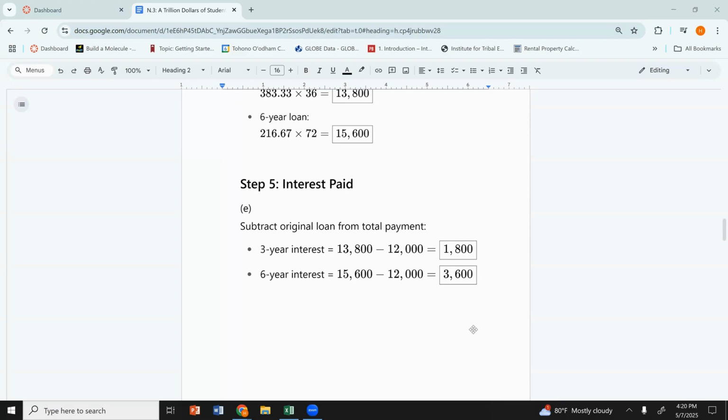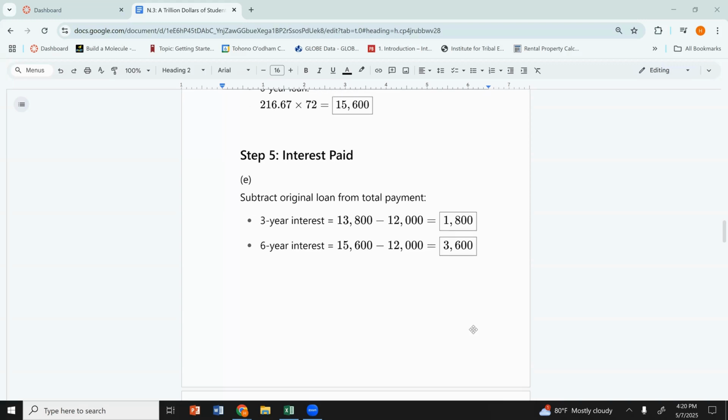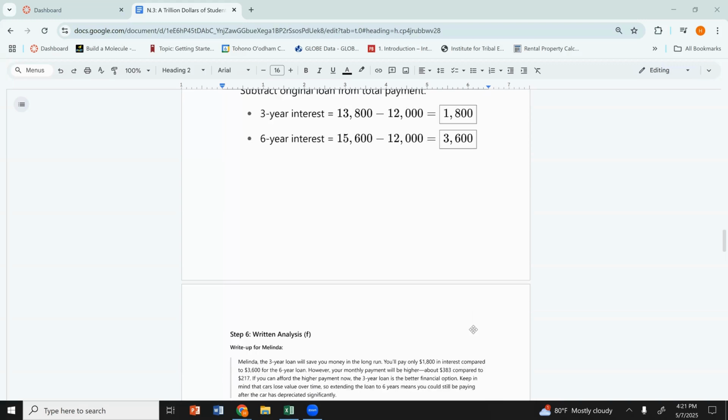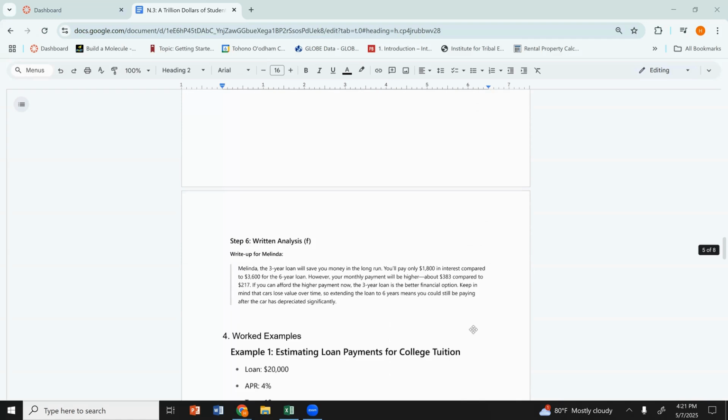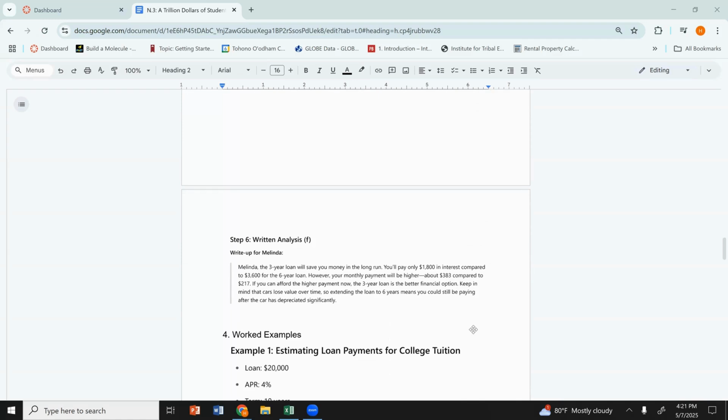and that will allow you to compare the two options and see which one works best for you in your situation. So based on what we just discussed, if you were to advise Melinda on the analysis based on the numbers, we will tell Melinda that, well, for the 3-year loan, she will save money in the long run, as she will pay about 1,800 in interest compared to 3,600 for the 6-year loan.